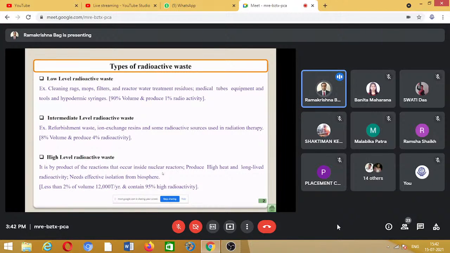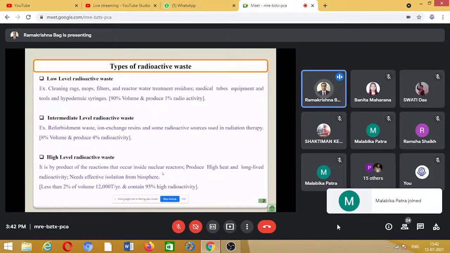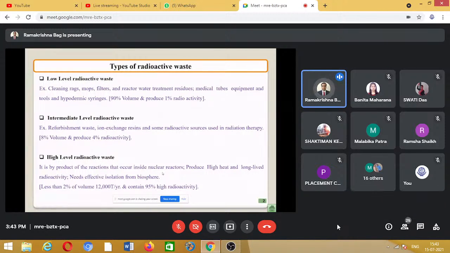Similarly, there is another source, which is the nuclear power plant. Whatever waste is generated from a nuclear power plant is very, very high level toxic waste, and its radioactivity lasts for a very long time. It doesn't decay so quickly. It takes hundreds or even thousands of years to decay the radioactivity. The overall volume of this is only 2%, but it contains 95% of the radioactivity. So that's why we need to understand it.